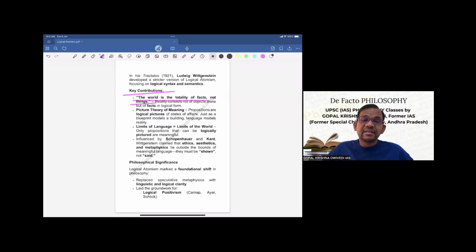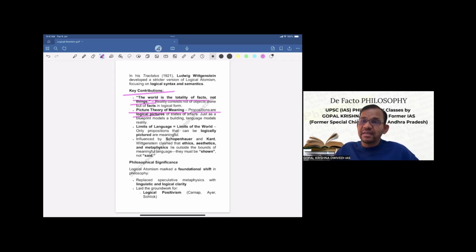That is, reality consists not of objects alone, but of facts in logical form. Then he advocated the picture theory of meaning, which is again given in the syllabus also. You can read this in detail, because this is one of the important theories of Wittgenstein in the early phase. Subsequently, he modified it to the use theory of meaning. So in the picture theory of meaning, propositions are logical pictures of states of affairs. So this is what the picture theory of meaning is.